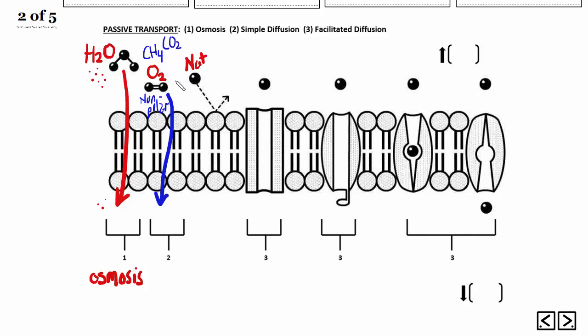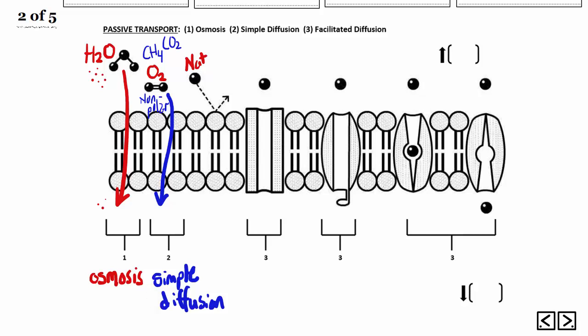All of these non-polar molecules diffuse like water does right through the phospholipid bilayer by the process of diffusion, and so this is called simple diffusion. So let's write that down here, simple diffusion. So these two are very similar, just osmosis is a special case of diffusion for water.